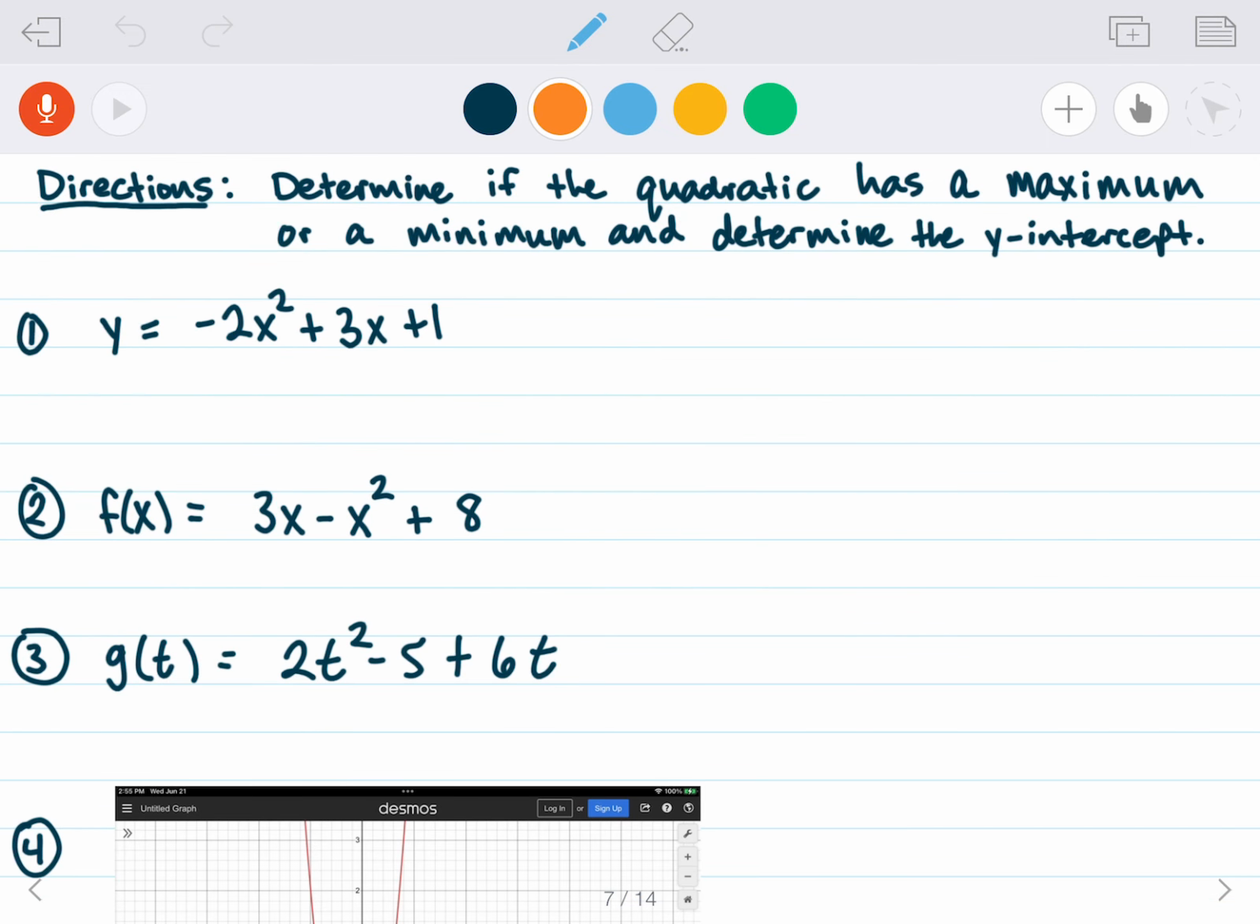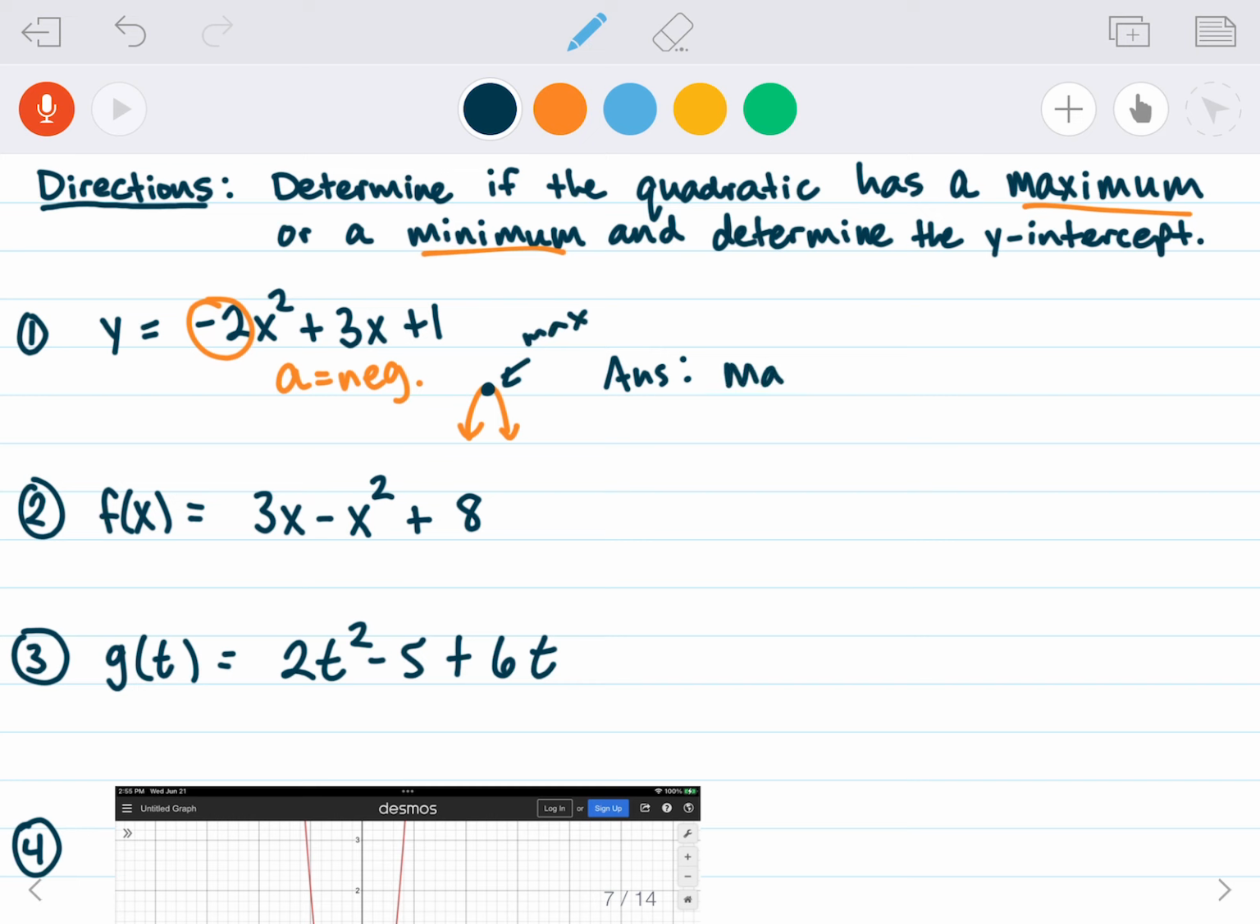All right, so determine if the quadratic has a maximum or a minimum and determine the y-intercept. So remember that maximum or minimum depends on if it's frowning or smiling. So here we can see that A is negative, which means that we're frowning, which means that we have a maximum. So maybe I'll just put this as answer.